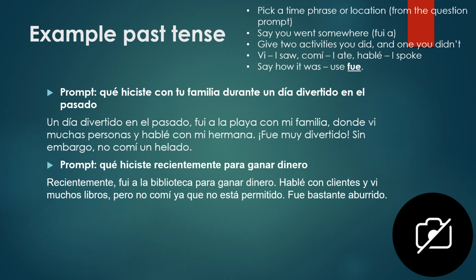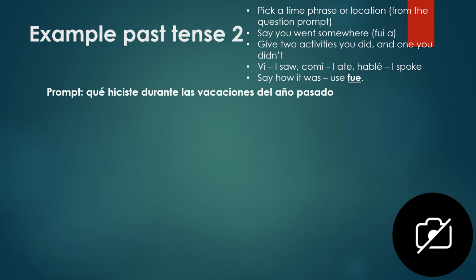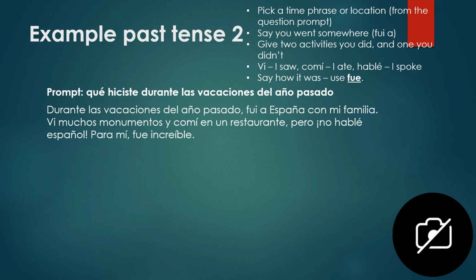Fue bastante aburrido. Once again, using that word fue there, it was, making sure I've said 2 things I did and 1 I didn't so that I can include some contrast. Next prompt for more past tense. ¿Qué hiciste durante las vacaciones del año pasado? I've started off time phrase, lifted from the question once again.